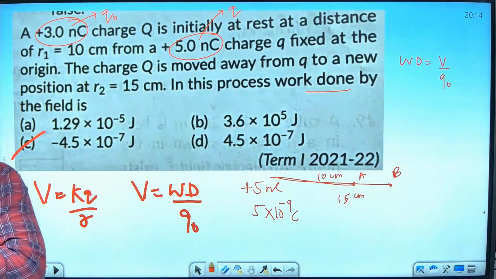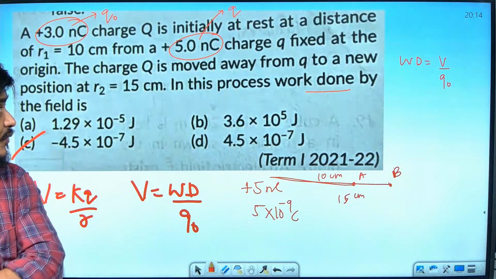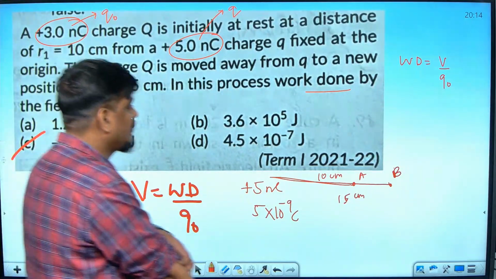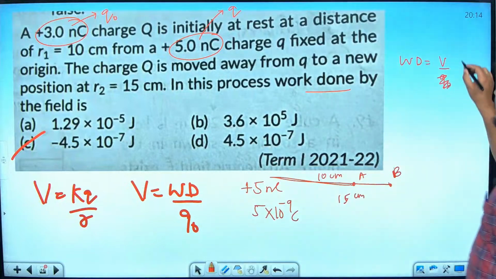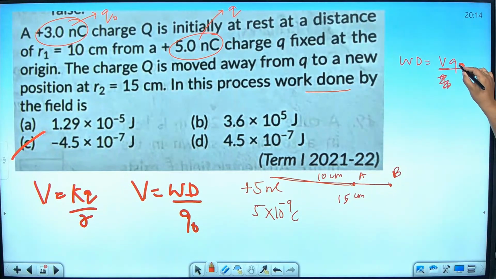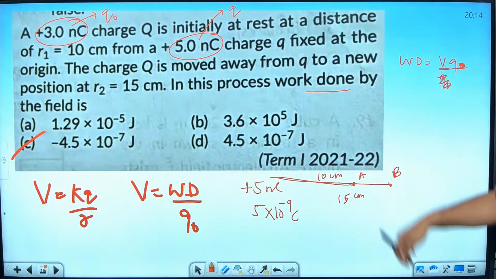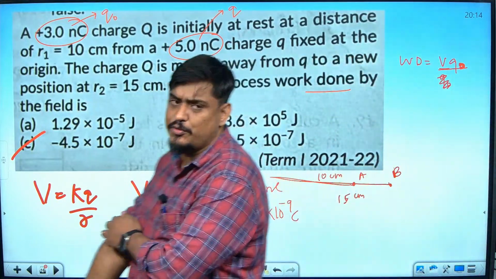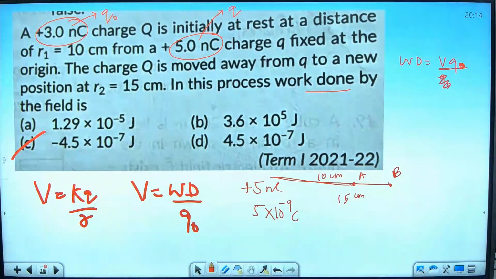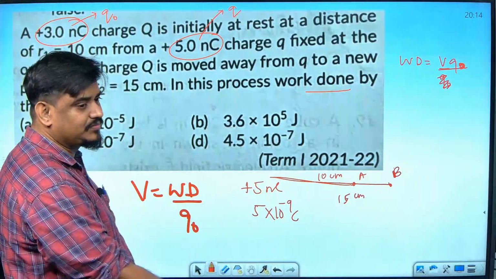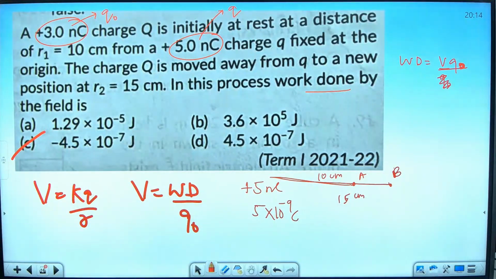What happened? Tarun, any problem? Okay, sorry. Yes, V into Q only. What I am writing is V Q naught, because V is work done per unit charge. So work done will become equal to V into Q naught. The value of V is known to you now and Q naught is known to you now. So multiply both, we will get the answer. And the answer will come as negative 4.5 into 10 to the power minus 7 joule. Check your answer if you are getting this answer or not.